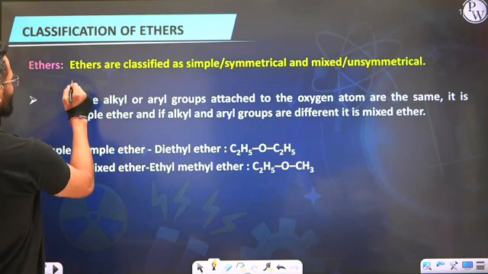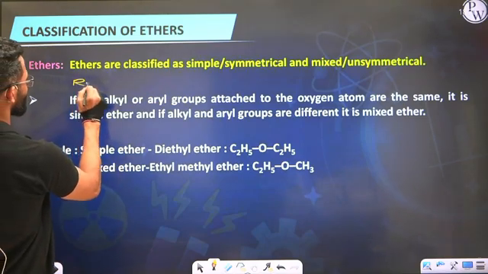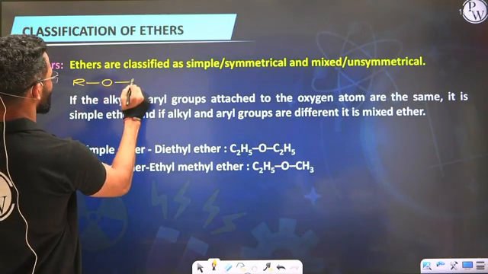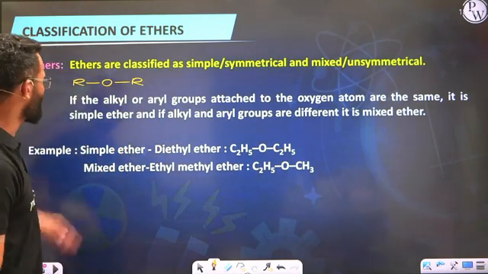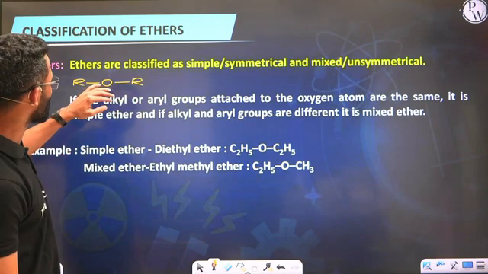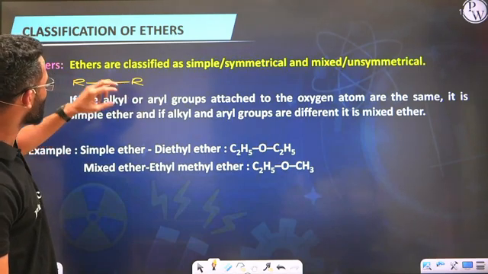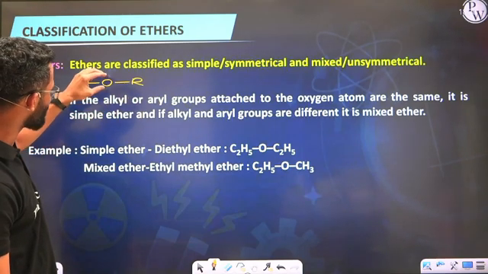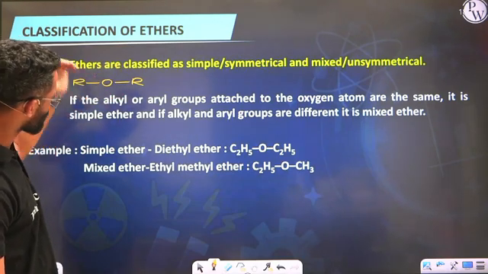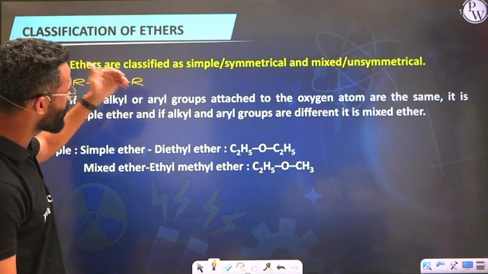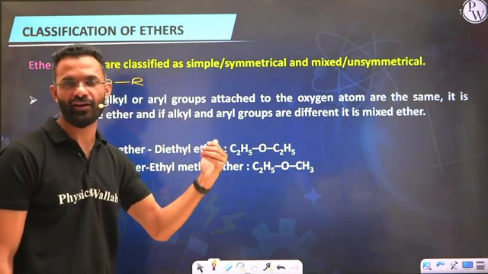As far as representation of ethers are concerned, we write it like this, ROR. Instead of alkyl, you may have an aryl group as well. So ethers are oxygen containing organic compounds where both the valencies of divalent oxygen are satisfied by either alkyl group or aryl group. Those alkyl and aryl may be same or may be different alkyl or aryl groups.